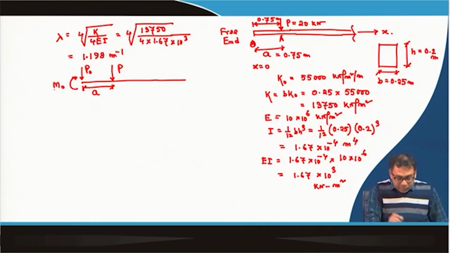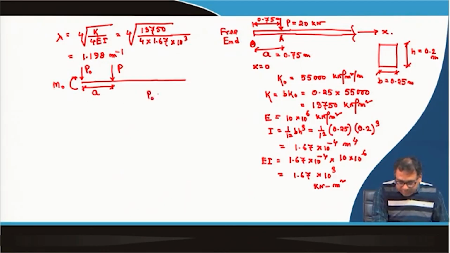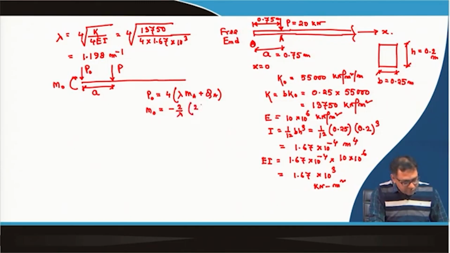Now, the expression of this P 0 I have already derived. The expression of P 0 is 4 lambda M A plus Q A, and the expression of M 0 is equal to minus 2 lambda M A plus Q A.